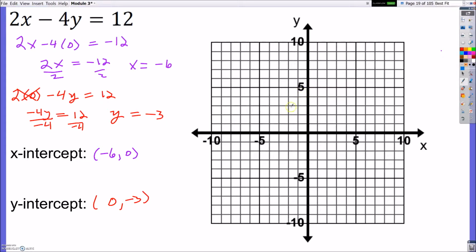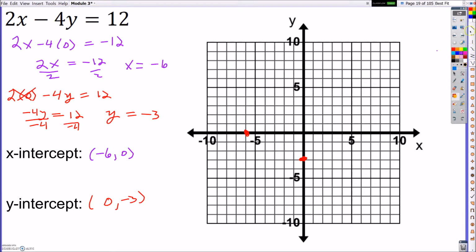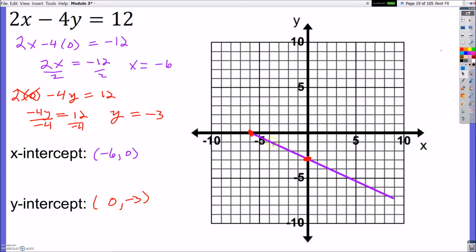Now I can go ahead and plot these 2 points of negative 6, 0, which would be right here, my x-intercept, and my y-intercept would be 0, negative 3, and that's my y-intercept. So now I can go ahead and graph these 2 points by just connecting these 2 dots like this. And there's nothing more to do. You don't need to find the slope. You don't need the rise over run. You are done right here.